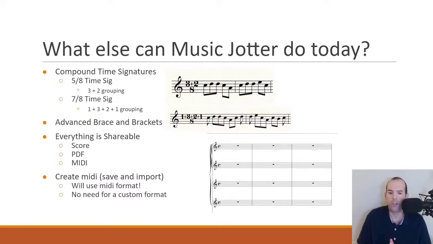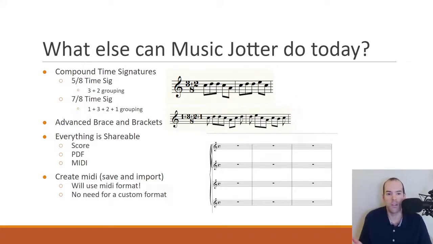So what else can Music Jotter do today? Again, I want to just quickly go over this. Compound time signature is something that it will be able to handle. So let's say you have a 5/8 time signature, that means you have 5 eighth notes that could fit into a measure. But if you want to split that and group that into 3s and 2s, you can do that. So you can have a 3 plus 2 over 8, and then it'll group this in this time signature for you.